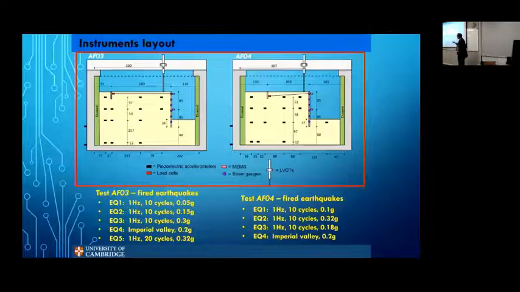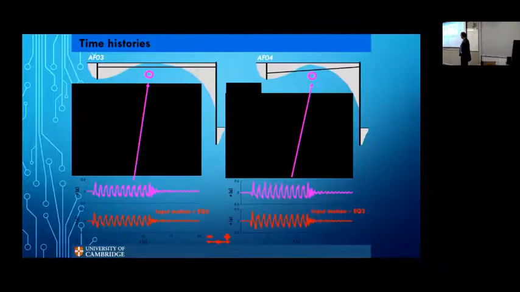Okay, so there are lots of instruments, and we fire lots of earthquakes of varying strength, from quite small earthquakes, like magnitude probably 3.5 or 4, to 0.3 g, which is probably magnitude 7.5. So we have a range of earthquakes we can apply to this thing, and lots of instruments to monitor what's going on in terms of accelerations, bending moments in the wall, and so on.